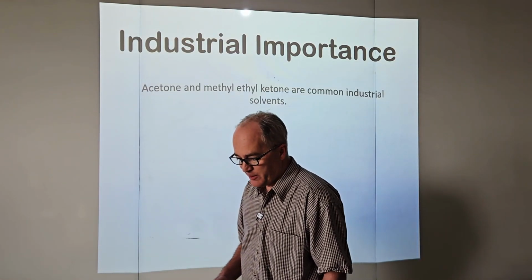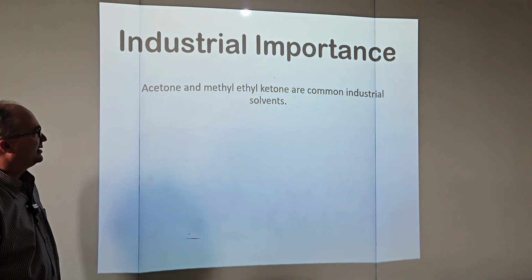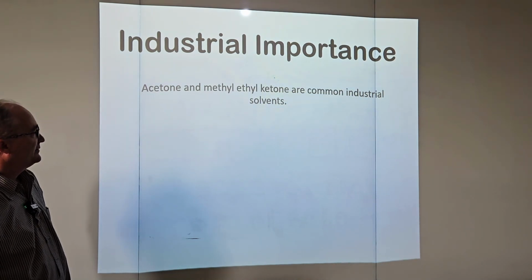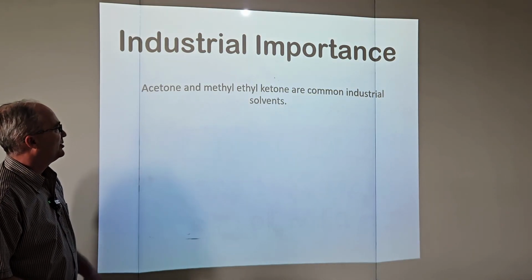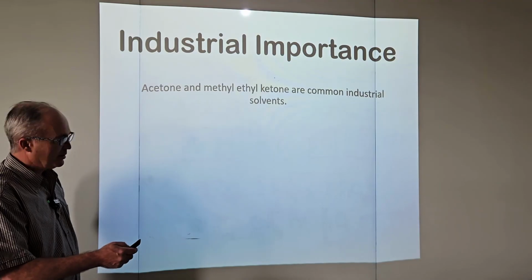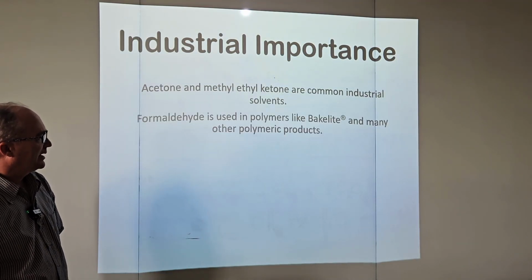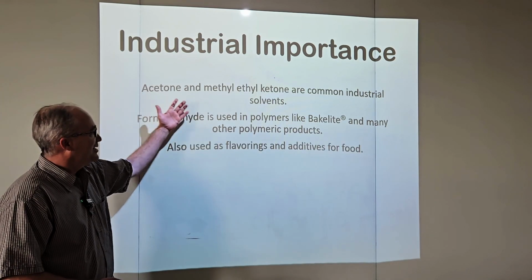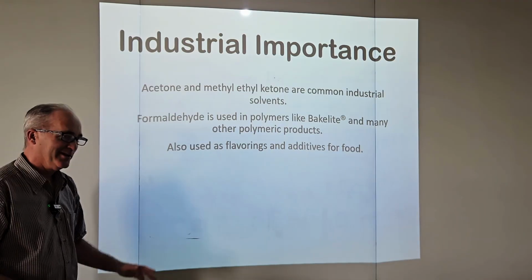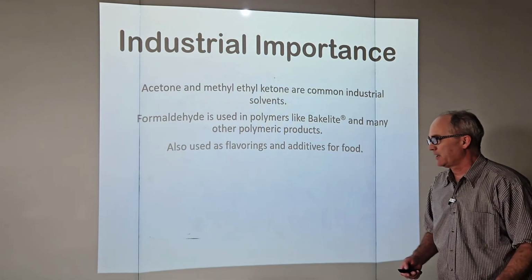So some historical things with aldehydes and ketones. Acetone and methyl ethyl ketone are common industrial solvents. I've seen cans of both these at Home Depot. Formaldehyde is used in polymers like Bakelite and many other polymeric products. I don't think these are used for flavoring. Hopefully you're not flavoring your food with any formaldehyde, but a lot of aldehydes.